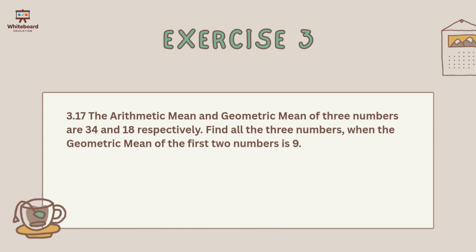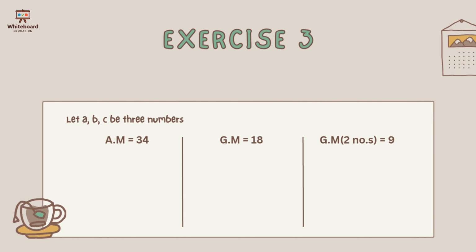Next is question 3.17. The arithmetic mean and geometric mean of three numbers are 34 and 18, respectively. Find all the three numbers when the geometric mean of the first two numbers is 9. Here this is the data we collect. M equals 34, GM equals 18 and GM of the first two numbers is 9. Let A, B and C be three numbers, and deal with each of these means separately.